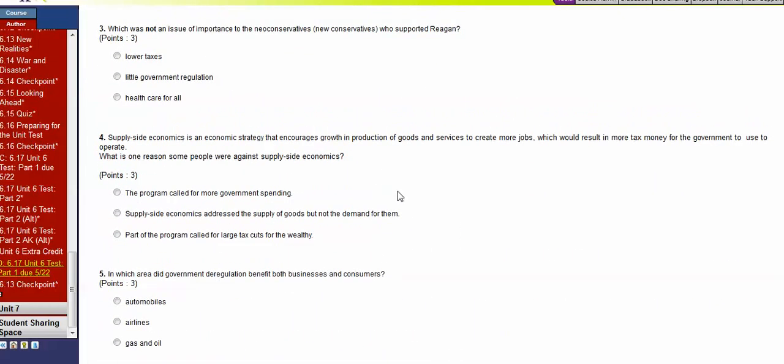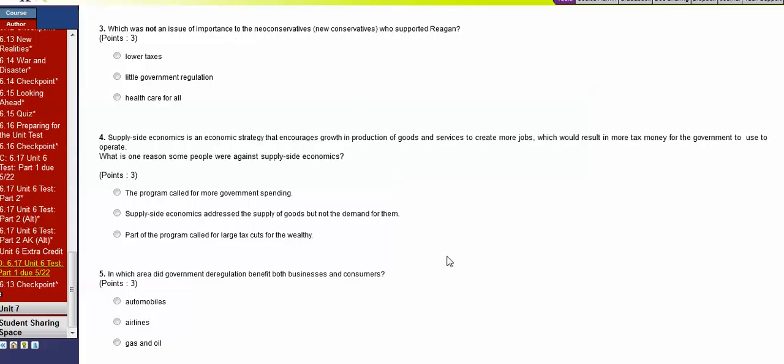Number 3, which was not an issue of importance to the neoconservatives or new conservatives who supported Reagan? Lower taxes, little government regulation, or health care for all? Remember, they're actually asking for which one was not an issue of importance.